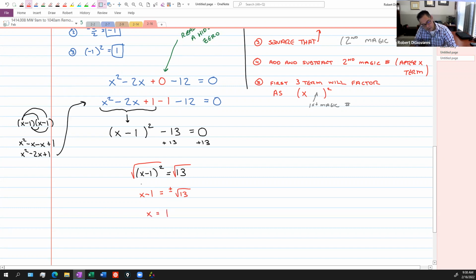So I get, when I add 1 over here and add 1 over here, 1 plus or minus root 13. There are two solutions here, right? This represents two answers, 1 plus root 13 and 1 minus root 13. There we go.